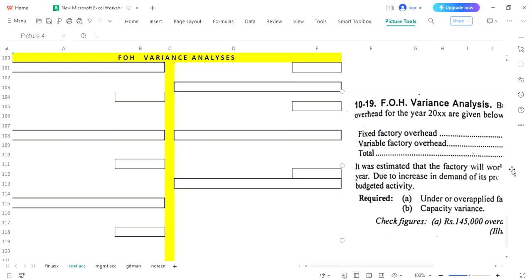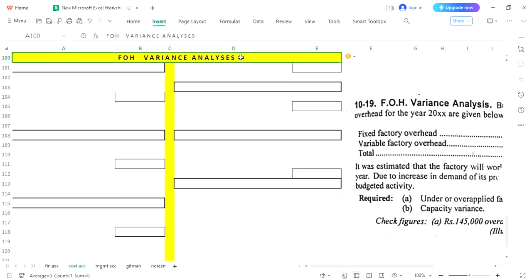Today's target is to solve question number 10.19 and we are doing FOH variance. As you know, it's the 10th chapter. Half of this chapter is related to another topic, which is departmental. The next half is related to FOH variance. The first question we started was 10.17 and this is 10.19, which means we have already solved two questions and you are well familiar with this proforma.